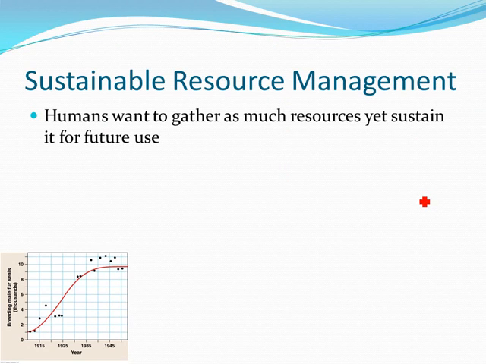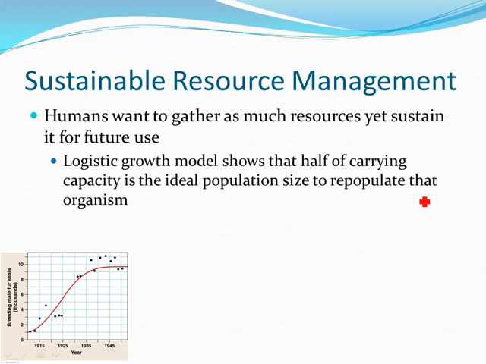So for humans, we tend to be pretty greedy, and so we try to get as many resources as possible. However, we also find out that if we get as many resources as possible, it's going to end up causing overgrazing or something, where we end up depleting the land's nutrients, causing it to be dead for many, many years. So instead, we want to be able to gather as many resources as we can, but at the same time have it sustainable for future use. Okay, so this is how we sustain our resource management.